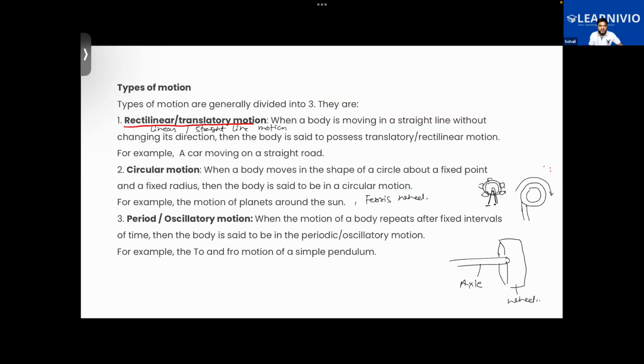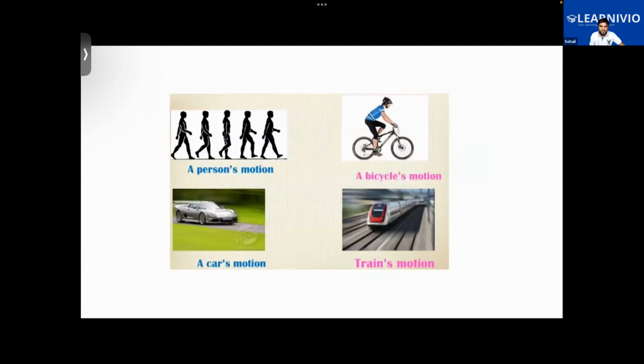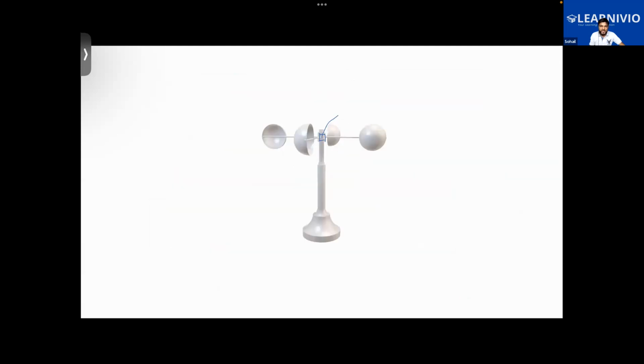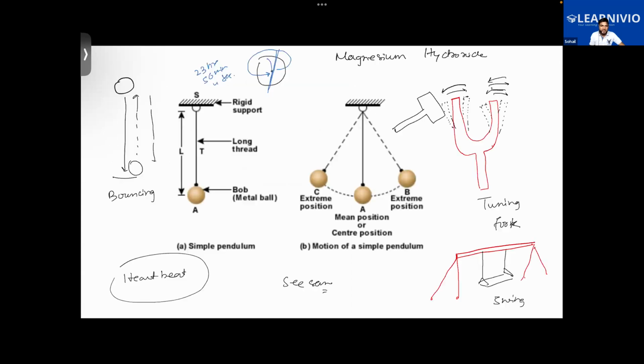Further, we were learning about the different types of motions. There we had learned about rectilinear motion, circular motion, periodic and oscillatory motion. We were discussing oscillatory motion in the previous class. In the case of oscillatory motion, we had several examples. One of the classic examples is the simple pendulum. So in the case of a simple pendulum, what happens?